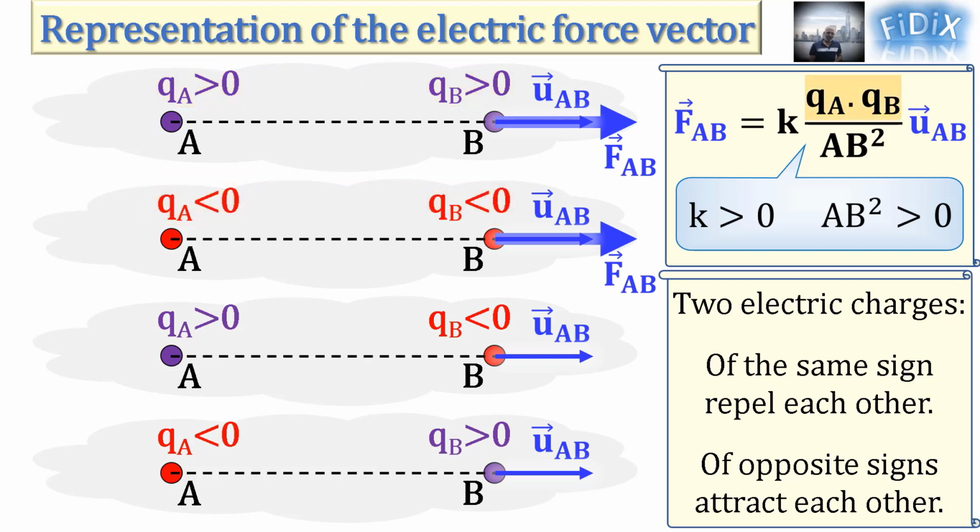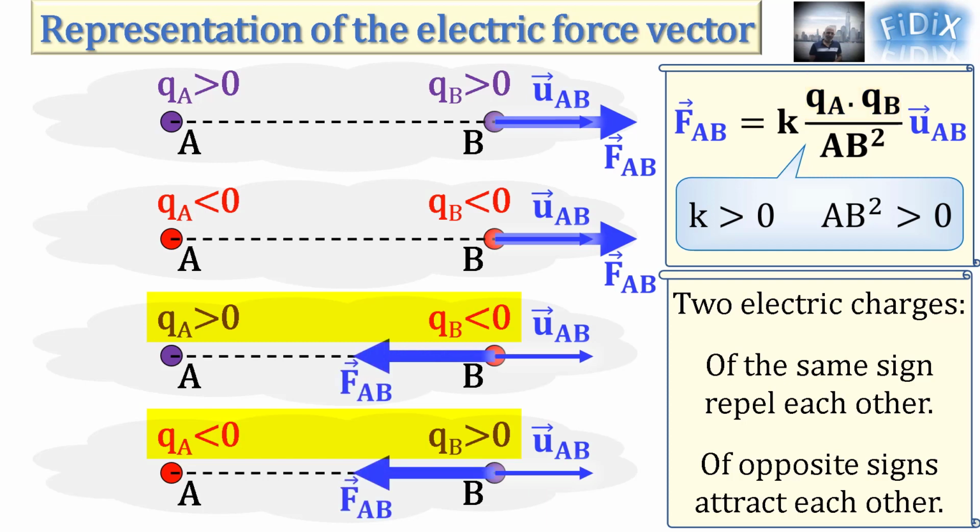Likewise, if the product QA-QB is negative, which means that QA and QB are of opposite signs, QA positive and QB negative, and vice versa, vectors FAB and UAB have opposite directions. Vector FAB shows that the electric force is attractive in these two cases.